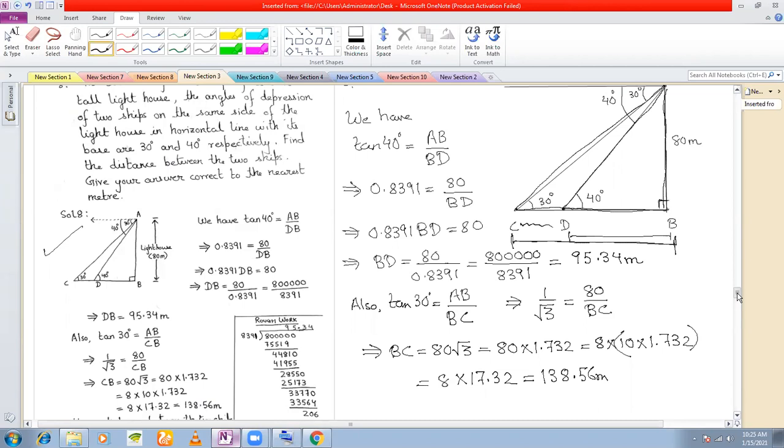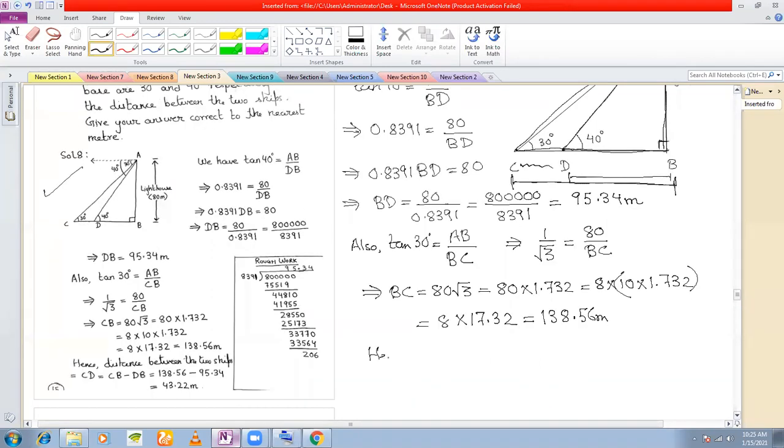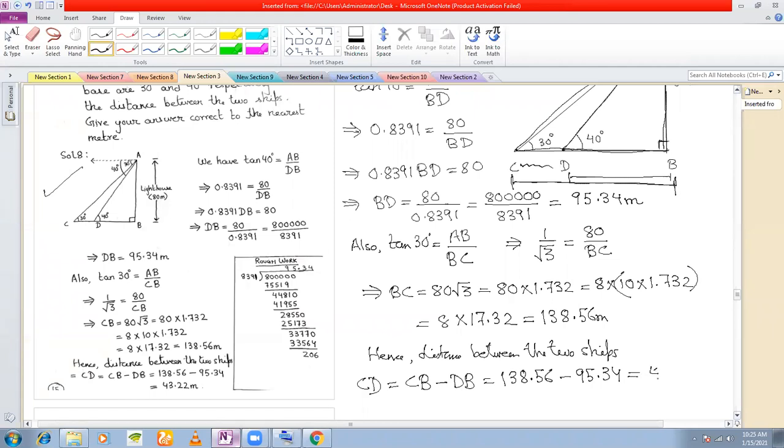Hence, distance between the two ships. What is the distance? It is CD. CD is equal to CB minus BD. So CB or BC we have found out to be 138.56. And BD we know it to be 95.34. If you subtract these two, you get 43.22.